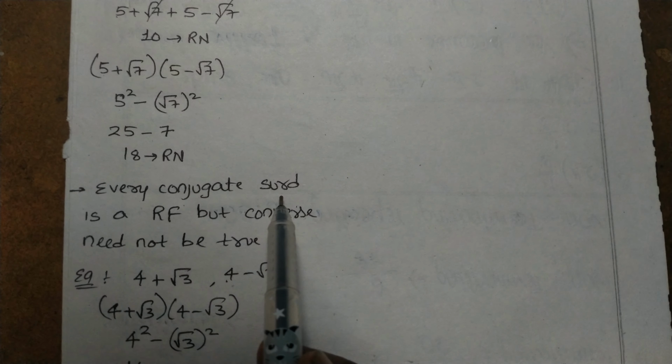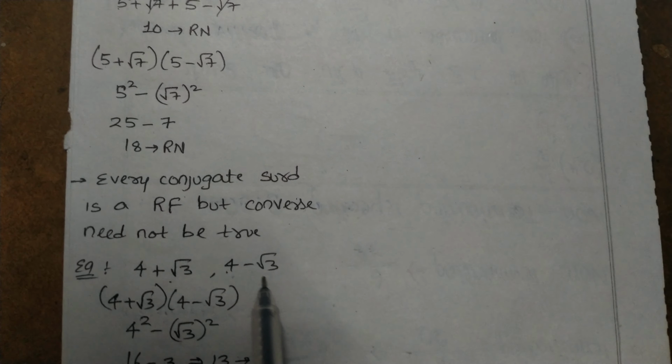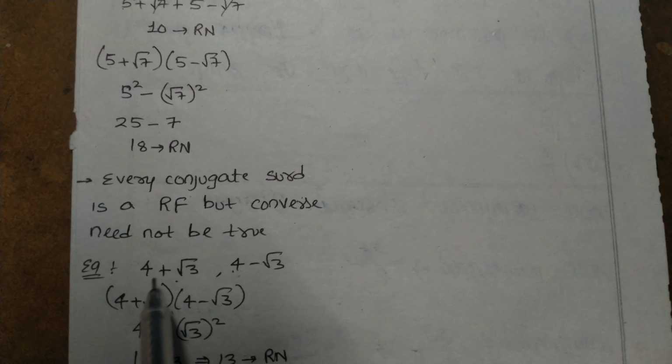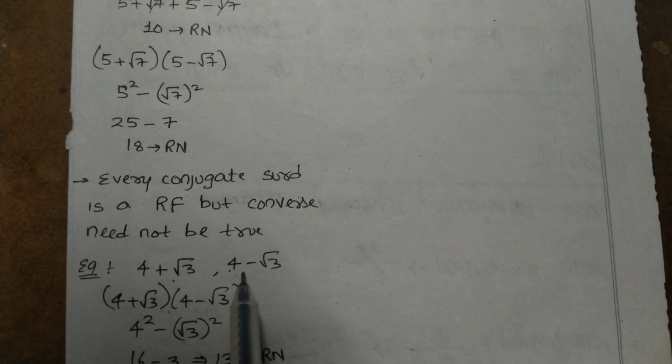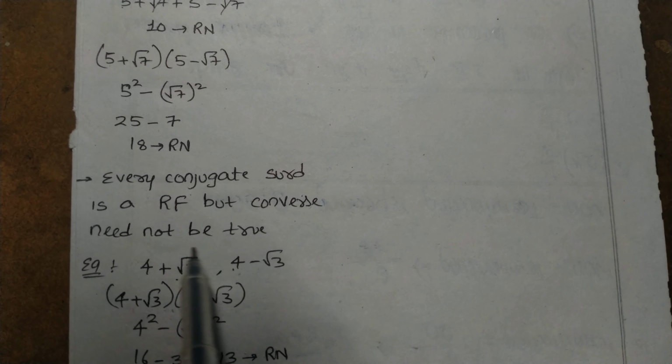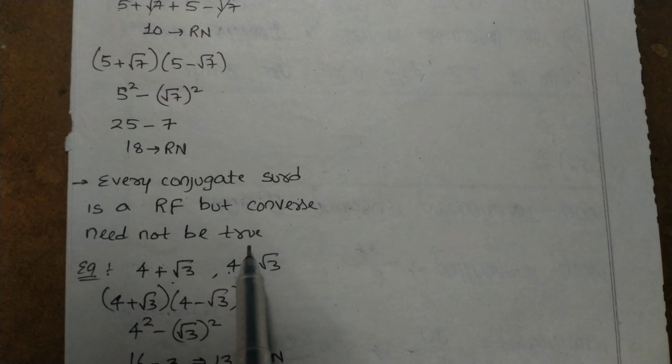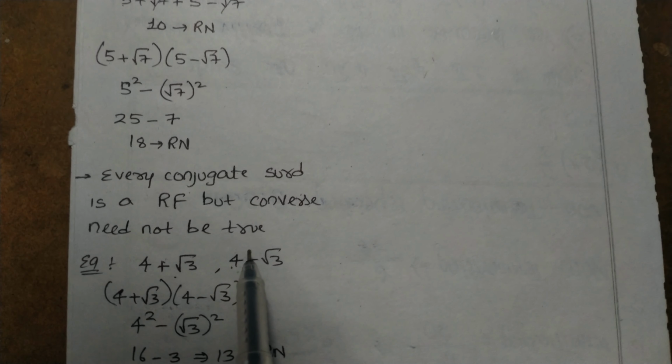Every conjugate surd is a rationalizing factor. That means the conjugate of 4 plus root 3, which is 4 minus root 3, is the rationalizing factor of this 4 plus root 3. But the converse need not be true. What is the meaning of that? Converse need not be true means what?